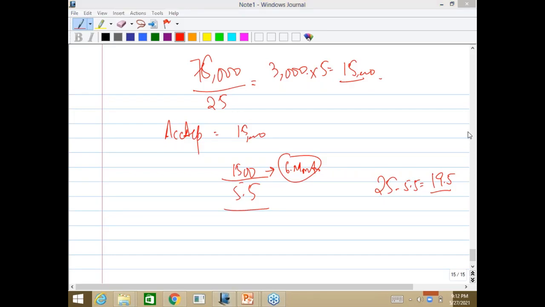So one of the students was asking that the revised life was not given to us in the question. That's why we just take the remaining life. Yes, we should use the revised useful life if, after the revaluation, the revised useful life was given to us. Okay.